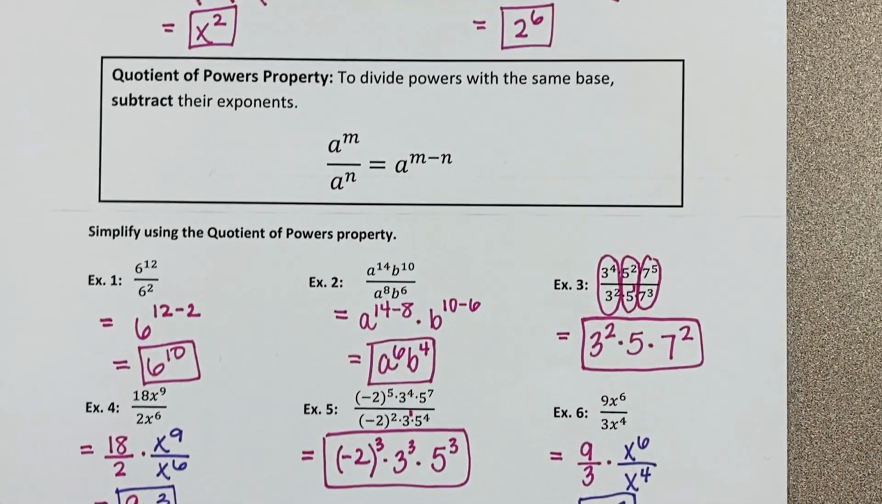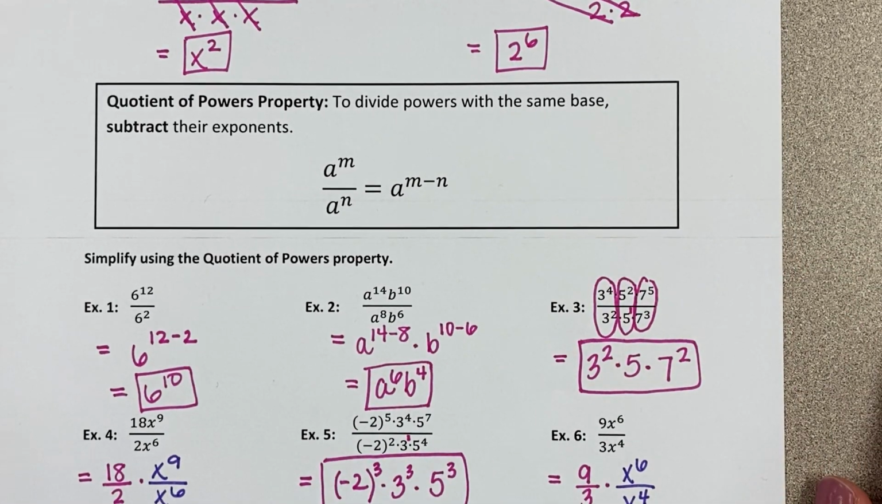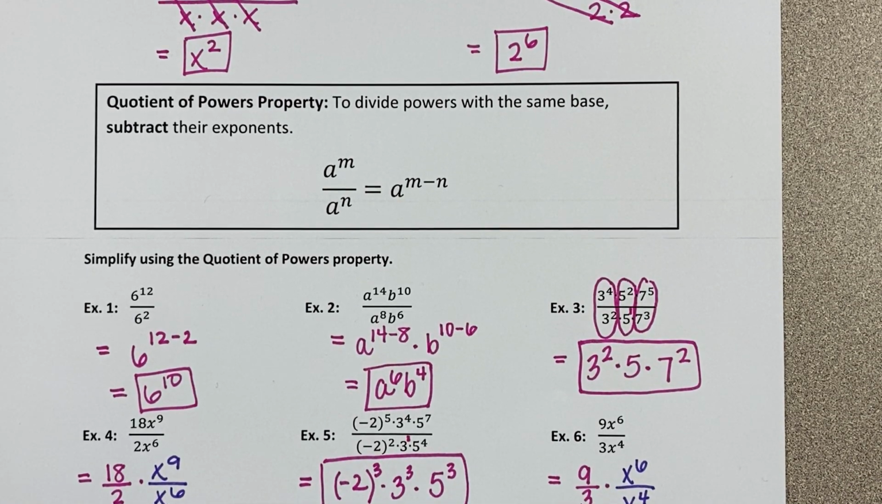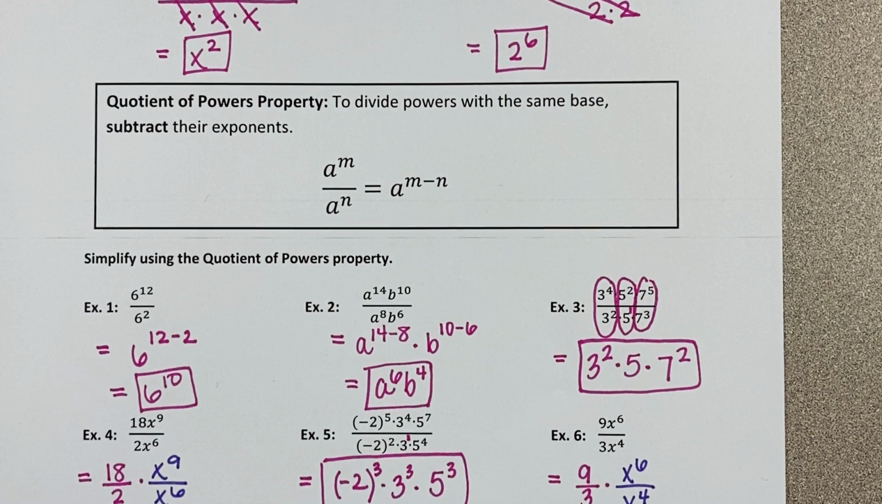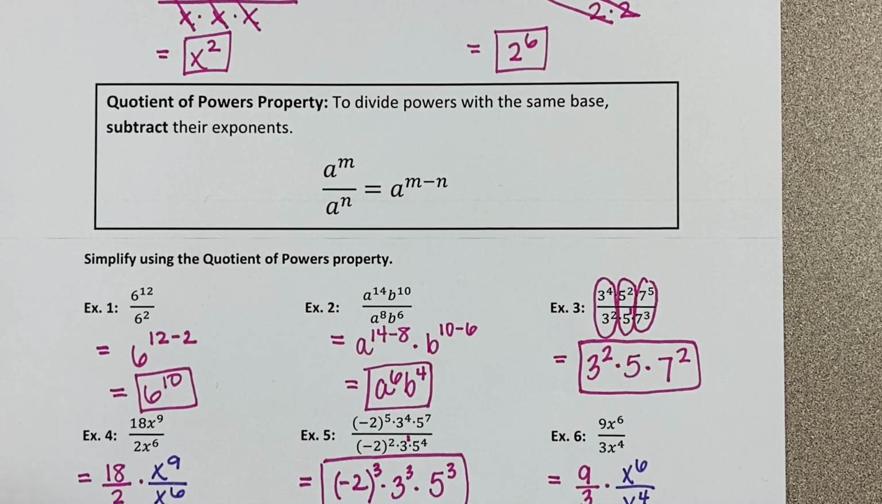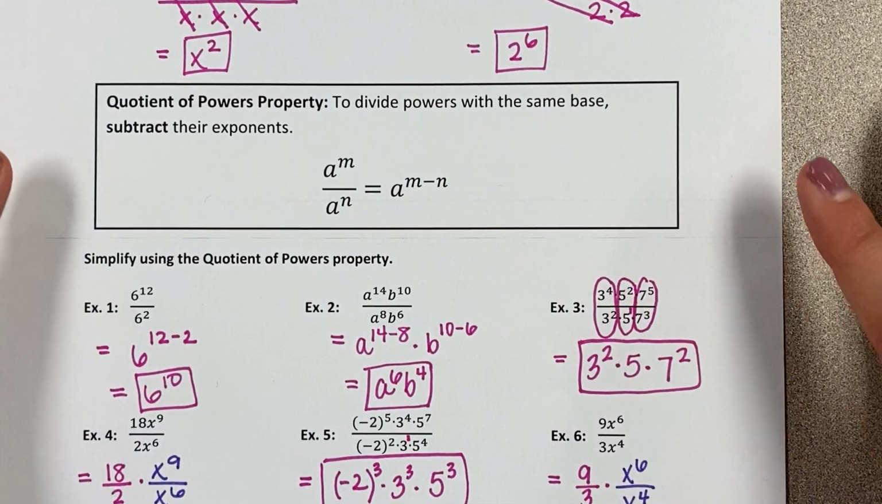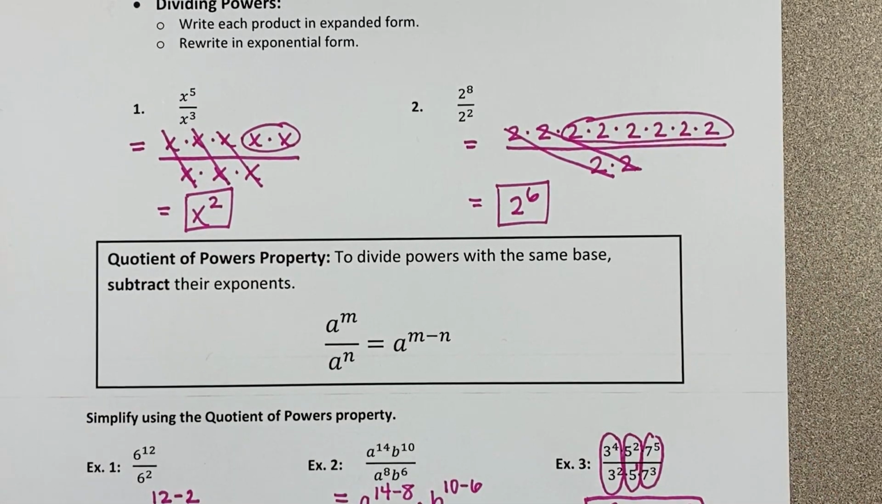All right, so the rule for today was quotient of powers. So remember, when you're dividing powers, if you have the same base, you subtract the exponents. So you need to be careful with that. Keep your properties straight because you are going to learn more of them soon. Use this when you're doing your homework.